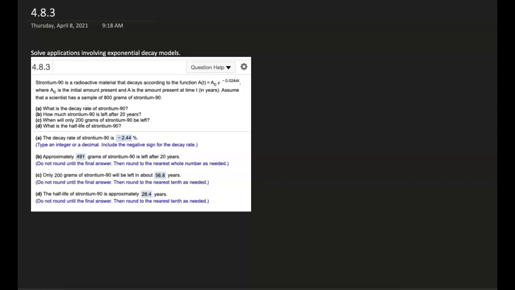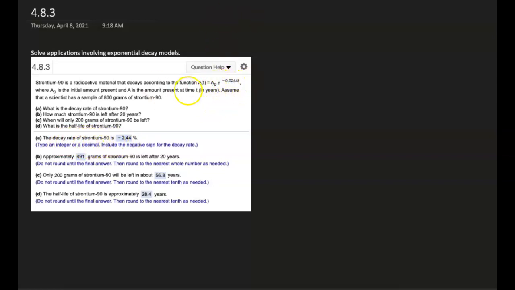Take a moment here at the beginning to pause the video and read the question in its entirety. In this example, we will be solving applications involving exponential decay models. And the very first question asks specifically, what is the decay rate of this element?